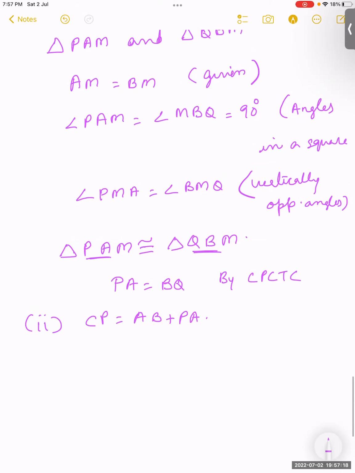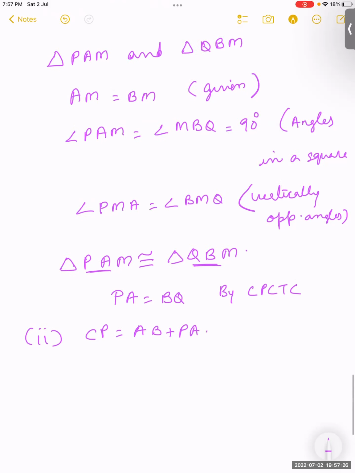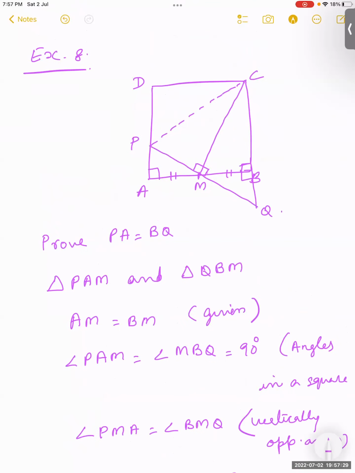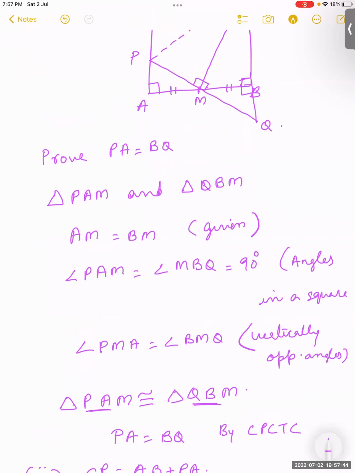That's correct. So in this triangle itself, we have proved a few things. PA is BQ, we have proved. One more thing we will prove, but before we do, we have to prove the next level of congruency. By the way, I forgot to tell you one thing. How are PAM and QBM congruent, based on which rule? Angle side angle, right? Yes, angle side angle. Based on that rule, I forgot to mention that.